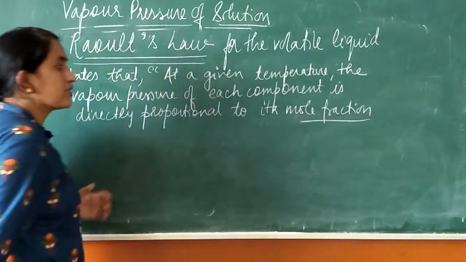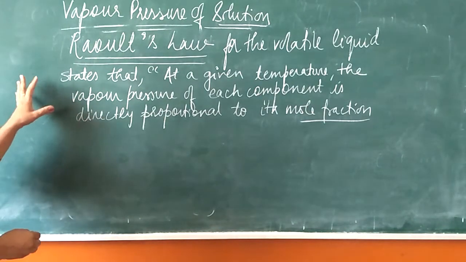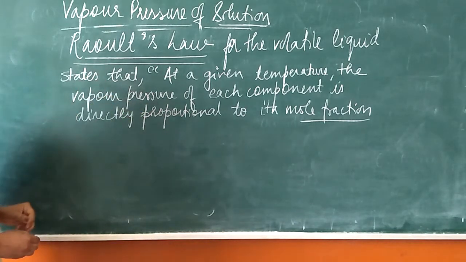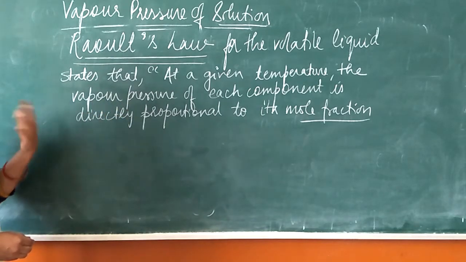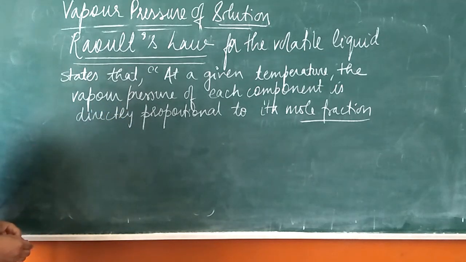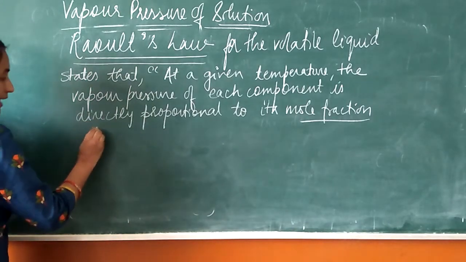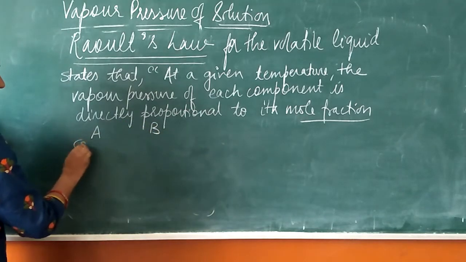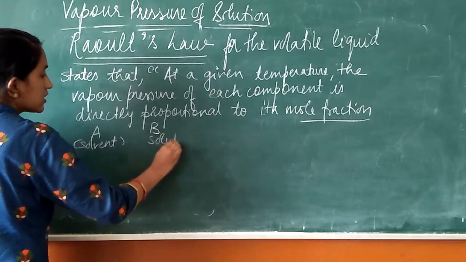Right? With the mole fraction, we are just relating it with the concentration of that solute in the solution. So the vapor pressure of each component will be proportional to its mole fraction, and therefore the greater the mole fraction of the solute or the solvent, the more the vapor pressure of that component will be. Now, let us say that we have two components, A and B. Let A be the solvent and B the solute.